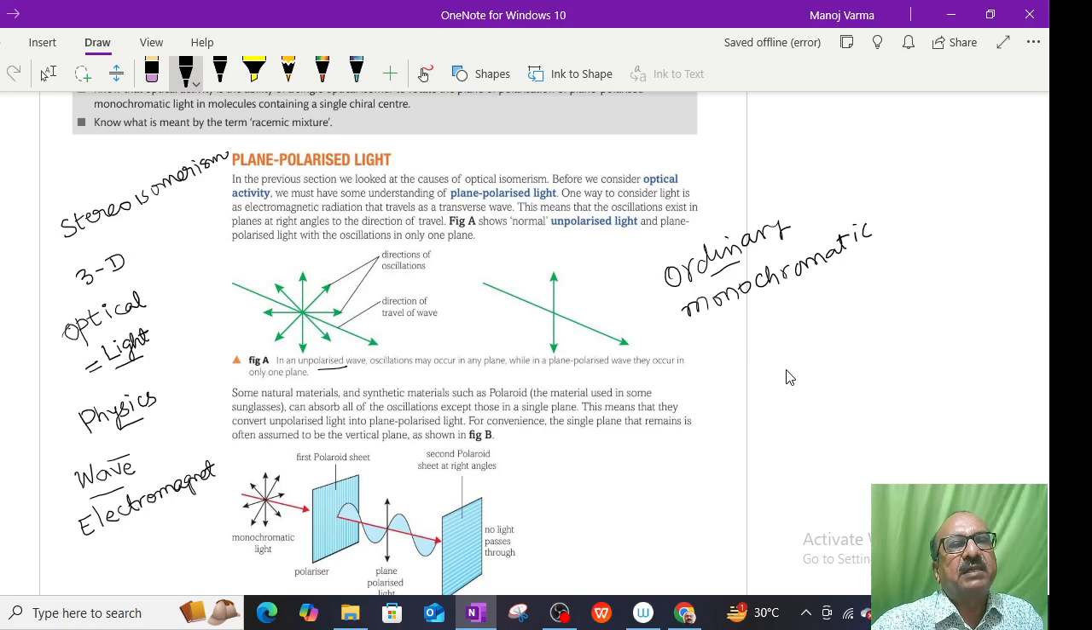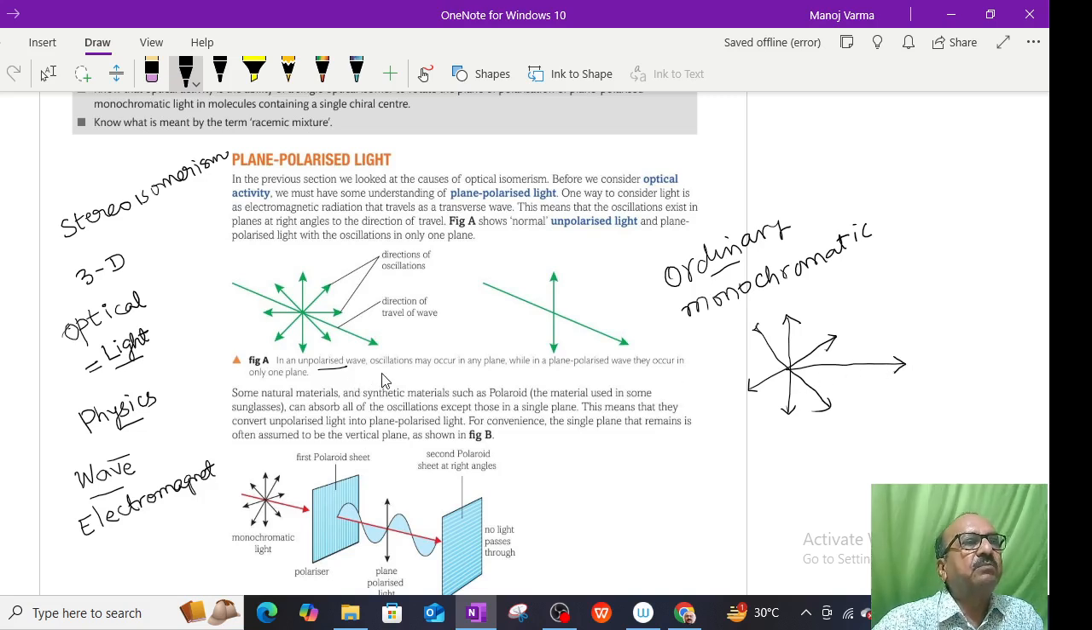So for example, if the light is traveling in this direction, then the electromagnetic vibrations can be in so many planes which are perpendicular to this direction. It can be this, and if you look in three dimensions, it can be another plane like this, or another plane like this. So there can be various planes which are all perpendicular to the direction in which the light is traveling, and that is the unpolarized light.